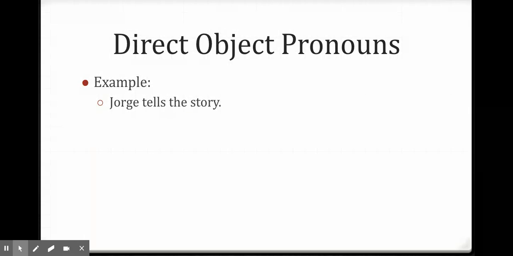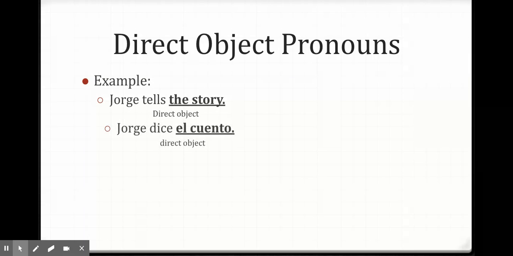Example, Jorge tells the story. Direct object, the story. Jorge dice el cuento. Jorge tells it, DOP. Jorge lo dice. So we replace el cuento with lo, put it between the subject and before the conjugated verb, and now we have Jorge lo dice, Jorge tells it.